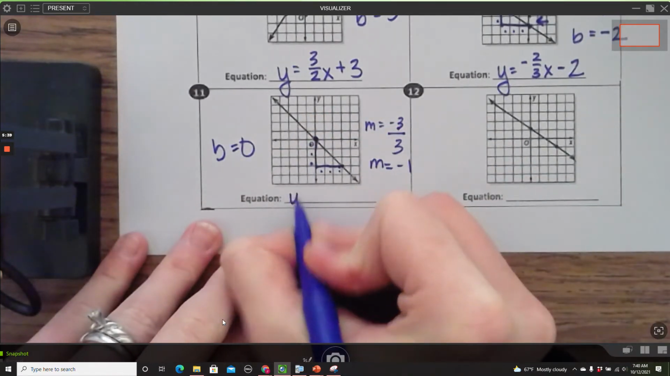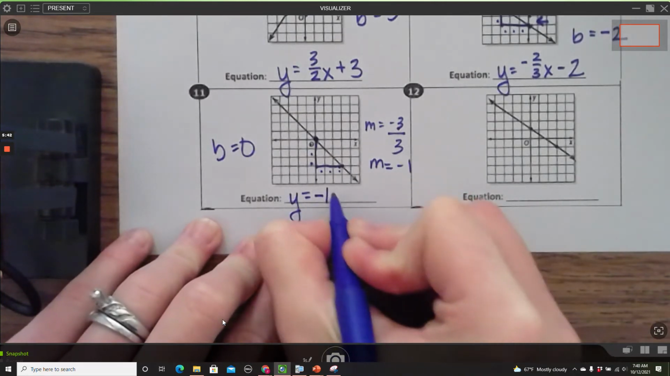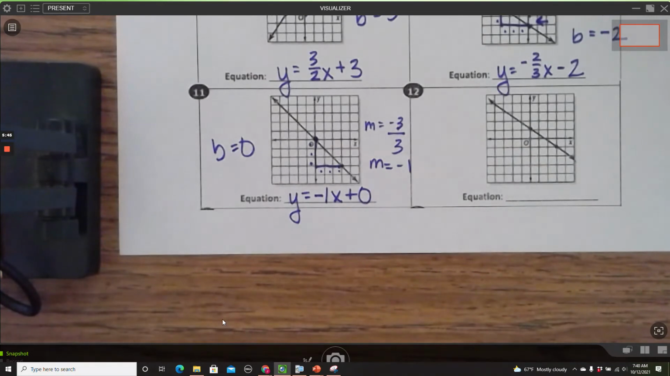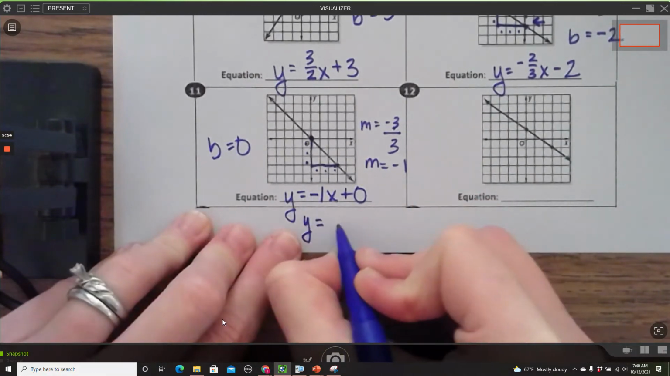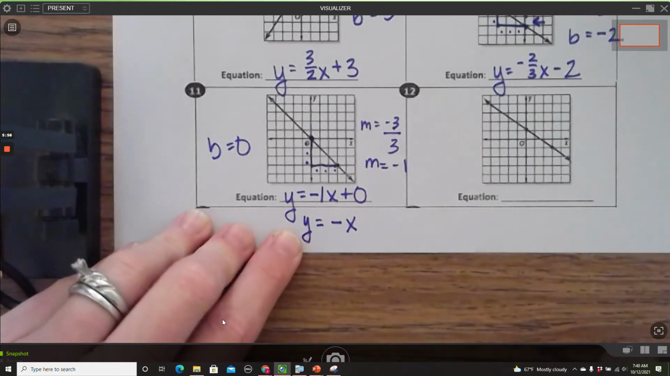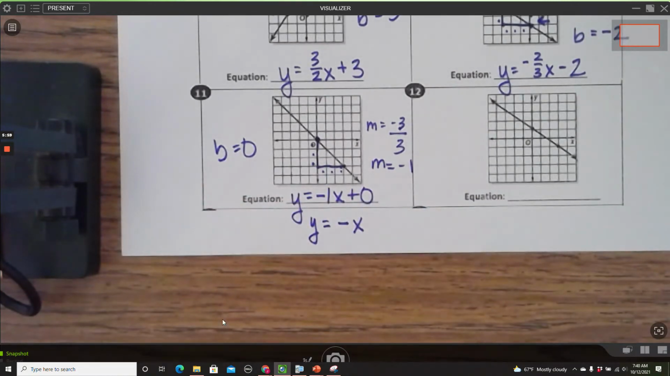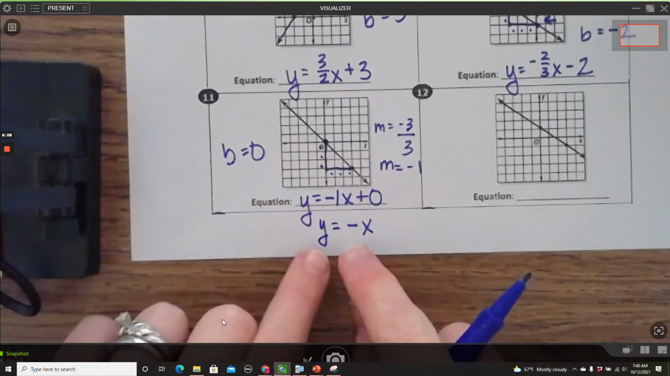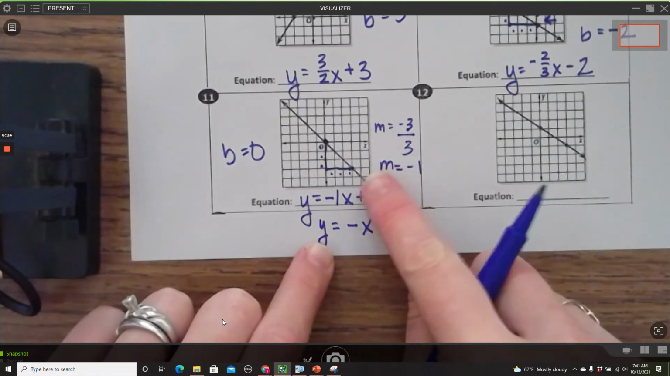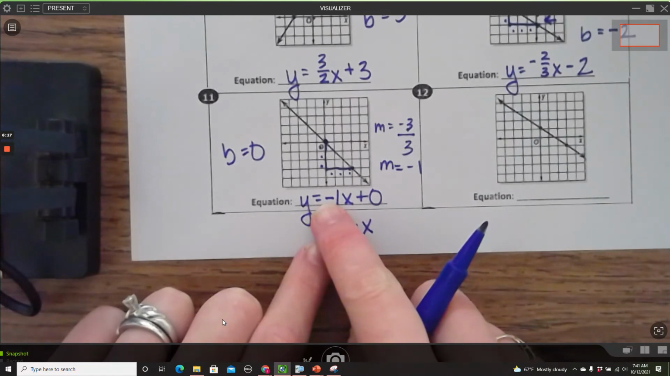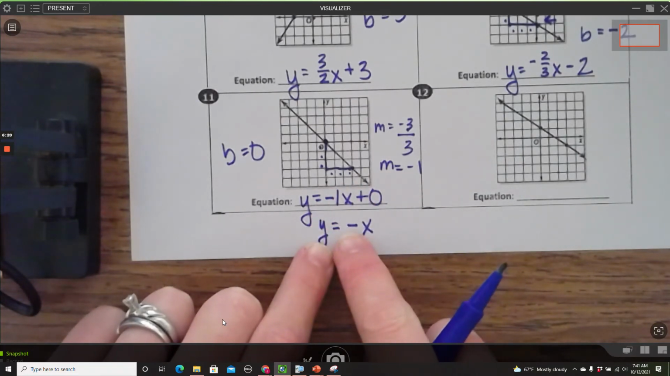So for this equation, y equals, now I could write negative 1x plus 0, but there are some things that we simplify in slope-intercept form. We never put a 1 in front of the x. That's our invisible math. So we would write y equals, we do have to keep the negative, we just make the 1 invisible. We also make the plus 0 at the end invisible because adding 0 to an equation does not change the value. It doesn't make a difference in the equation. So for this line, our equation would be y equals negative x. Okay? So if your y-intercept is 0, you can leave it off. If your slope is a 1 or a negative 1, just make the 1 invisible.